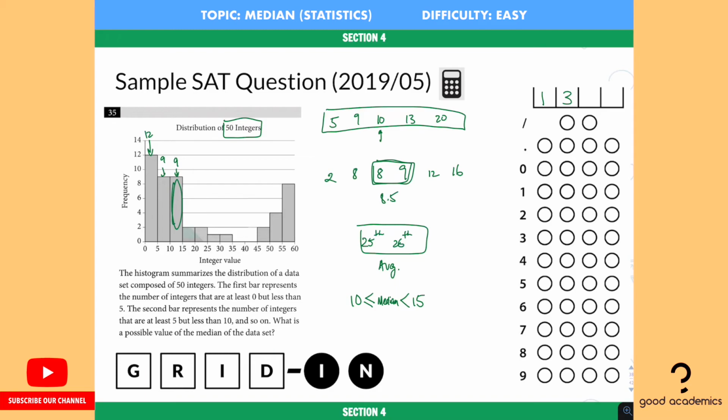It seems like every single SAT there will be a median question, so be very careful and make sure you understand what median is. The concept is fairly easy. Just make sure that you sort the numbers in either ascending or descending order, and you just pick out the middle ranked number, and that's it. Just make sure that you know the difference between having an odd number of data points and an even number of data points, and that's how you would do it.